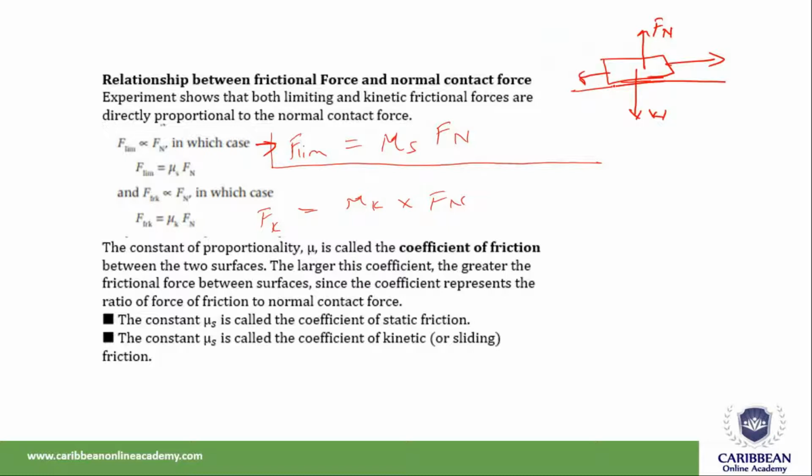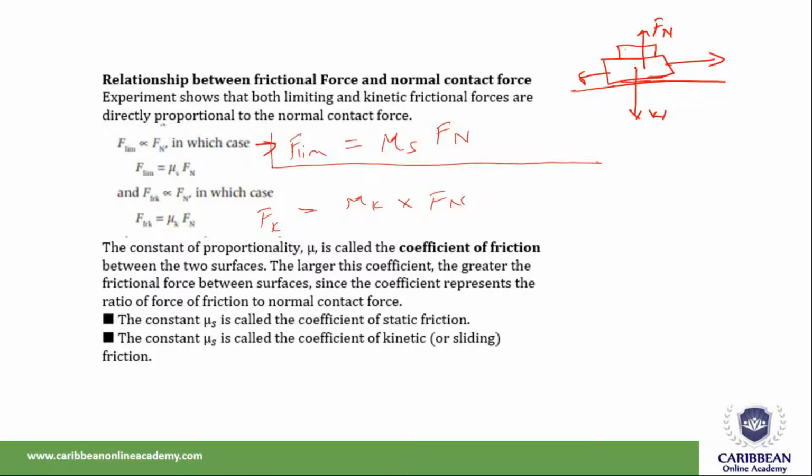opposite direction. Now, by way of doing some type of experiments, we have come to a point where we realize that there is a proportional relationship between the normal reaction force and the frictional forces, so to speak. It makes sense, guys. Let me show you why it makes sense. Now, if you have more weight acting down on the surface, it means you're going to have more normal reaction force.